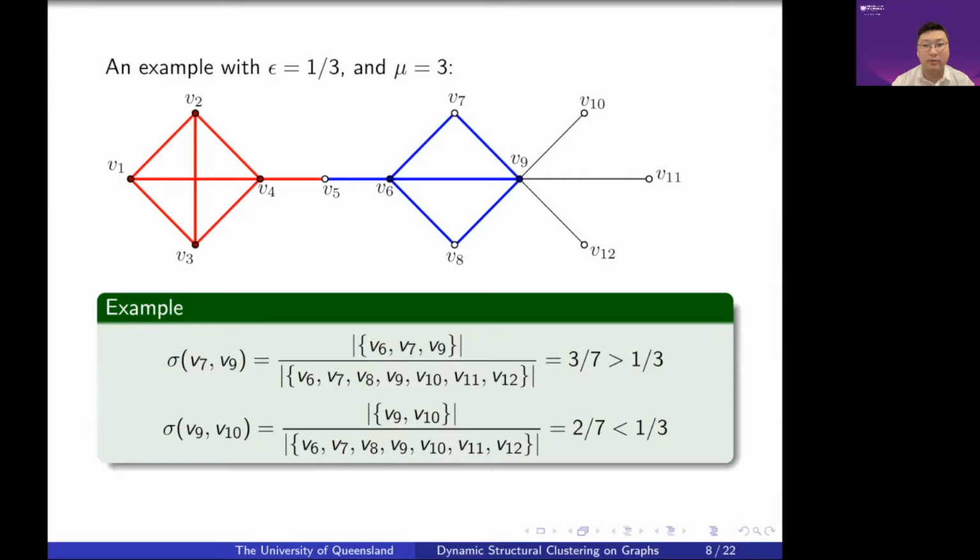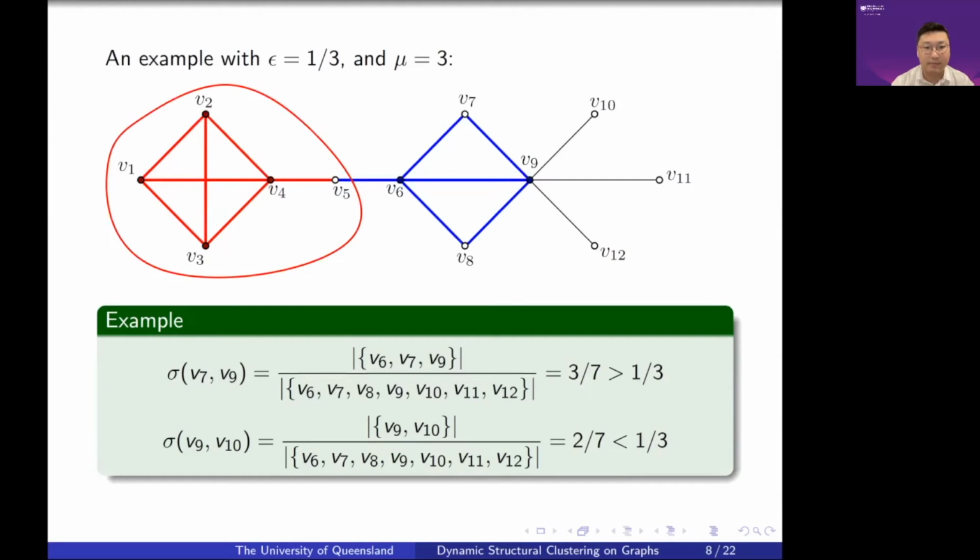To construct a structural cluster, we start with a core vertex, for example V3 here, and we include all the vertices similar to V3 into the same cluster, namely V1, V2, and V4. Since V4 itself is another core vertex, we then include all the vertices similar to V4 into this cluster, that is to say, V5. And V5 is not a core vertex, so the process terminates and we obtain one structural cluster.